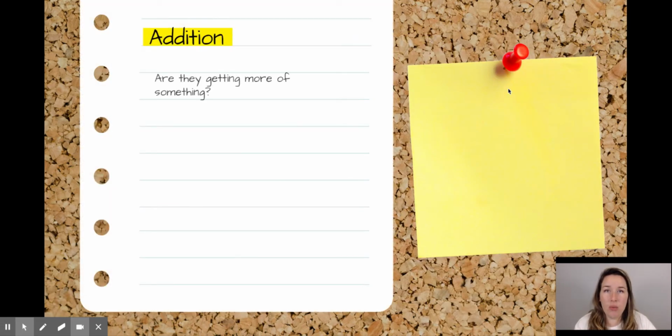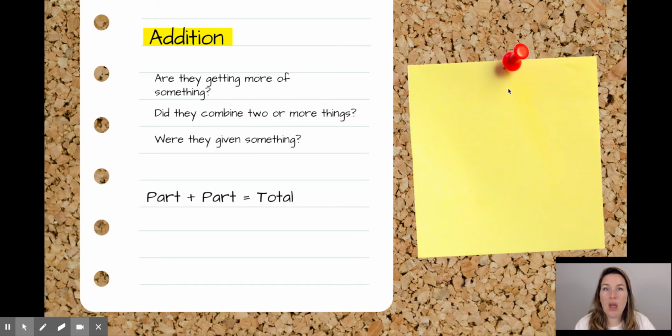If it's an addition word problem, you could answer a couple of questions. Are they getting more of something? Did they combine two or more things? Were they given something? If the answers to those were yes, then you're probably going to be facing an addition problem.